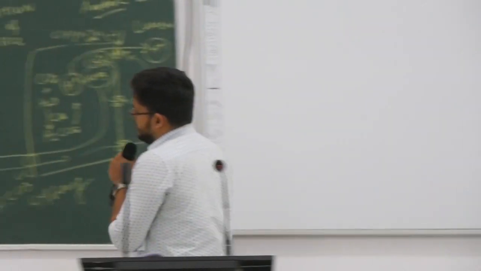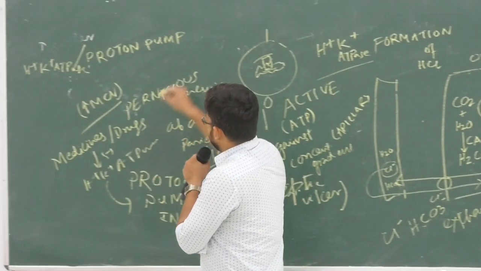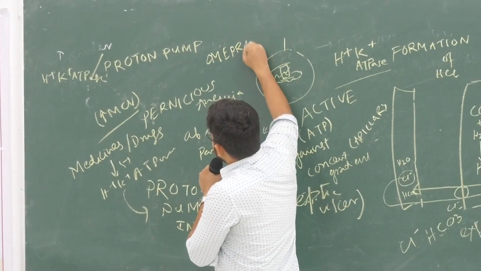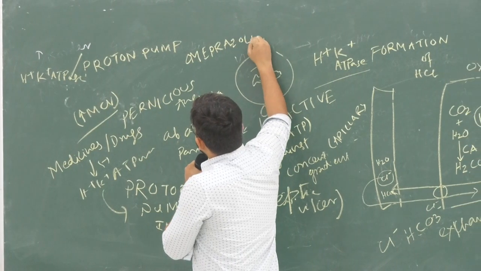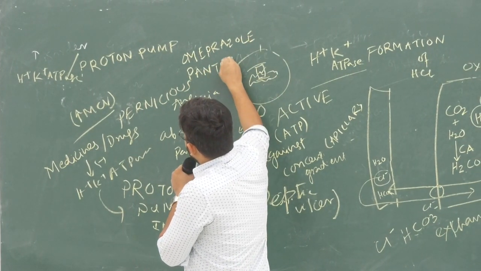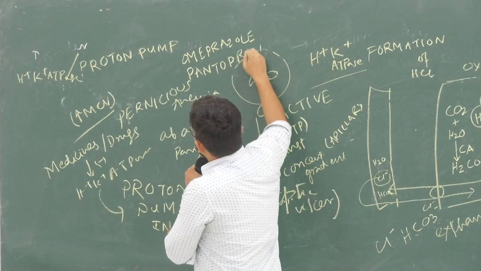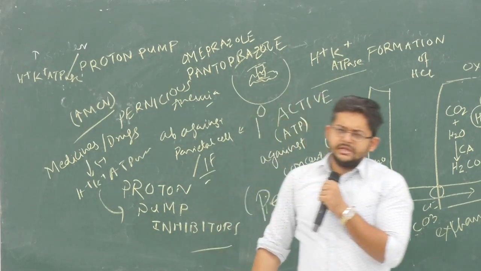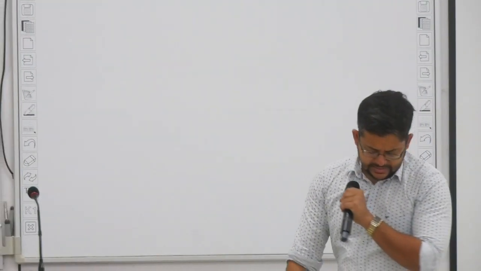H plus K plus ATPase. Common drug এর নাম দিয়ে পরীক্ষায় এসেছে omeprazole. These are the common drugs. Pantoprazole. Many of you know these names. So these are from this particular drug class. There are lansoprazole, rabeprazole, many such drugs in this class.